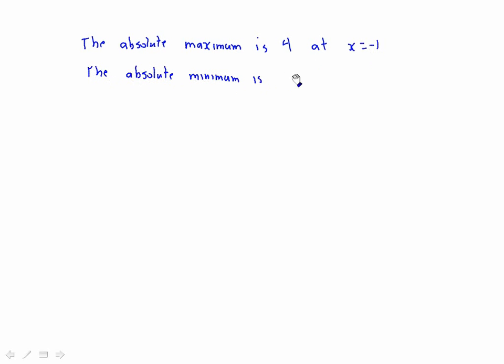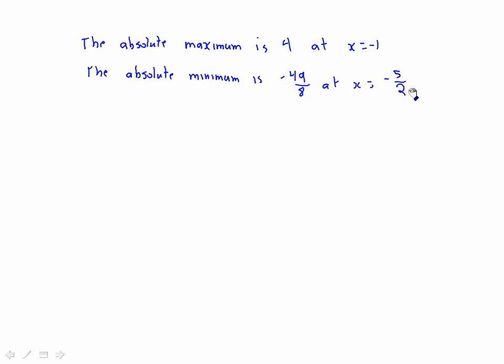So I'll write this out. The absolute maximum is 4 at x equal negative 1. The absolute minimum is negative 49 over 8 at x equal negative 5 over 2.